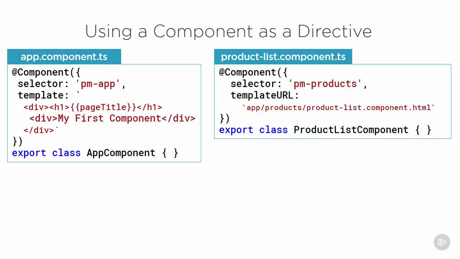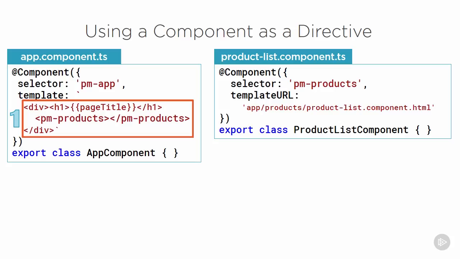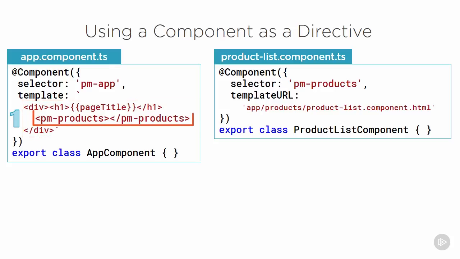This means that we can insert this component's template into any other component's template by using the selector as an HTML tag, like this. The product list component's template is then inserted into this location in the app component's template. So this is the first step when using a component as a directive. Use the name defined in the selector as an HTML tag in another component's template. When this template is displayed, Angular looks for a component that has a selector with this name.